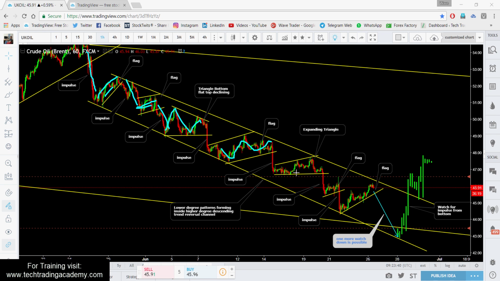This time we are having flag. This time we are having expanding triangle. We are having flag again, flag again. All right, so you're not gonna see the same pattern again and again. Sometimes you're gonna see flag, triangle, flag, like that.